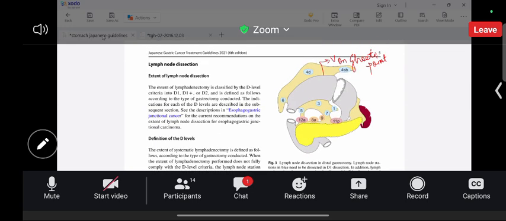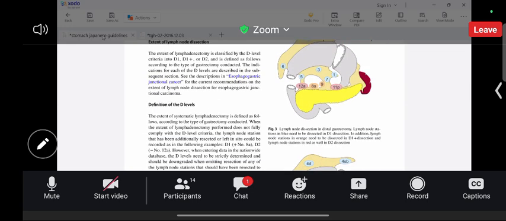So now we will read about the extent of lymph node dissection, and definitions vary according to the type of surgery.